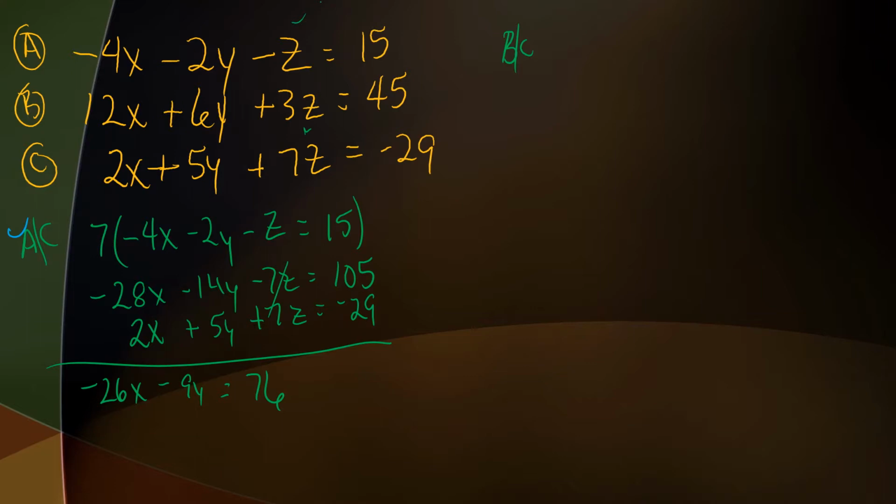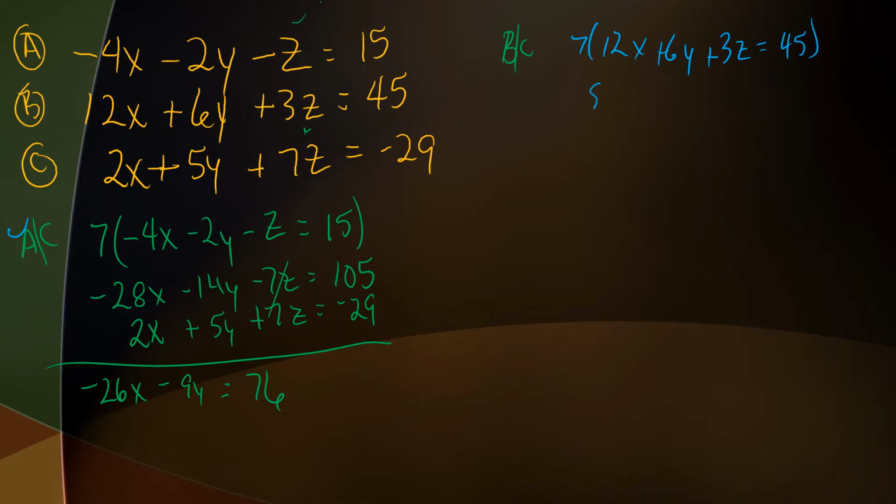If I multiply the B equation by negative 7, well, let's do positive 7, then we'll do the second one, negative 3. All right, so I'm going to multiply B times 7, and I'm going to multiply C times negative 3. So, all right, let's see. I'm working on the B equation, so I'm going to have 7 times 12x plus 6y plus 3z equals 45.